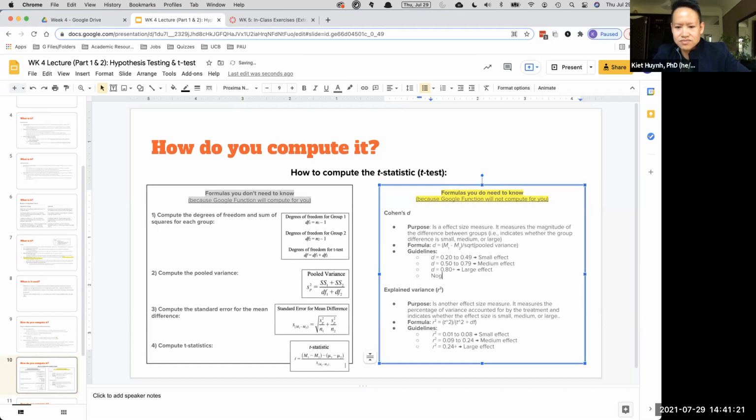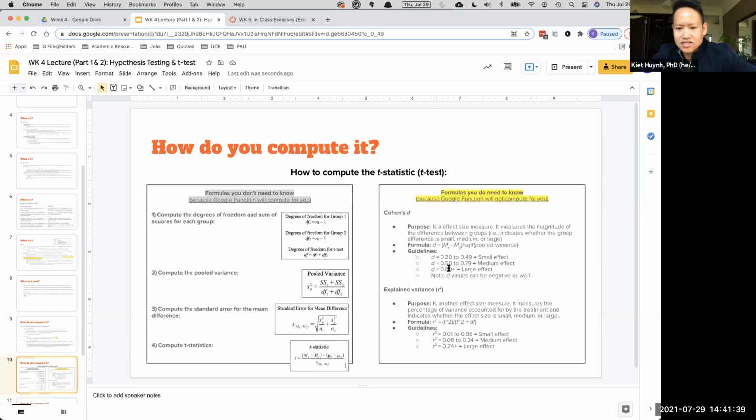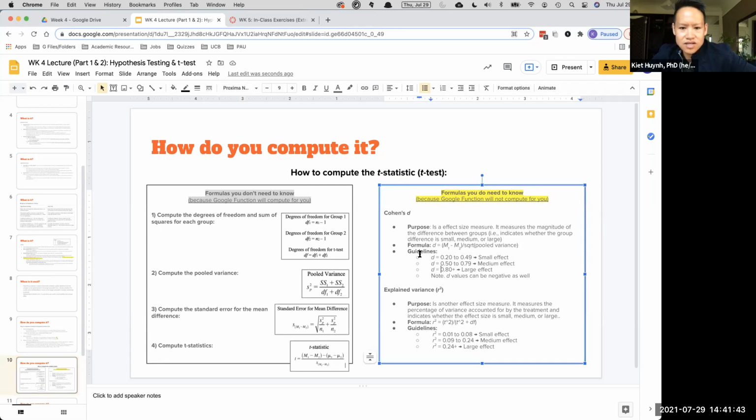So I could say, actually, this is all positive, but I'm going to say no. It could be negative as well. D values can be negative. If it's negative, just take away the negative and put it in this category. Since this d value over here is negative 2.23, you see here that it's larger than, that extends above the range of 0.80.